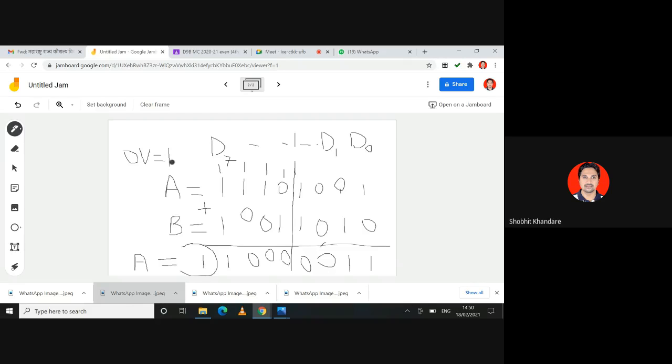Is it clear to everyone? So this is important: the overflow flag. The overflow flag is set whenever the carry is generated.